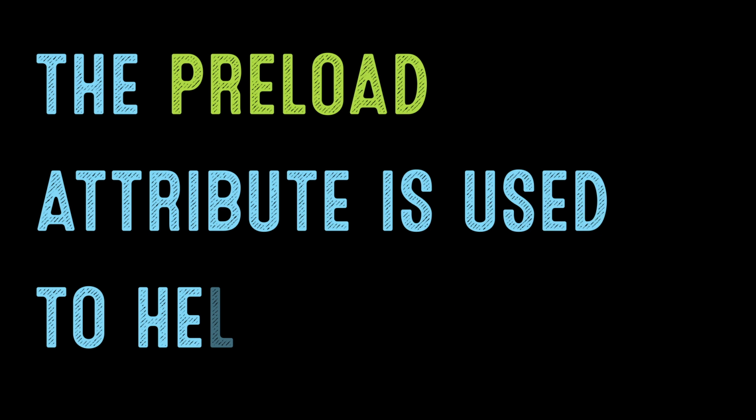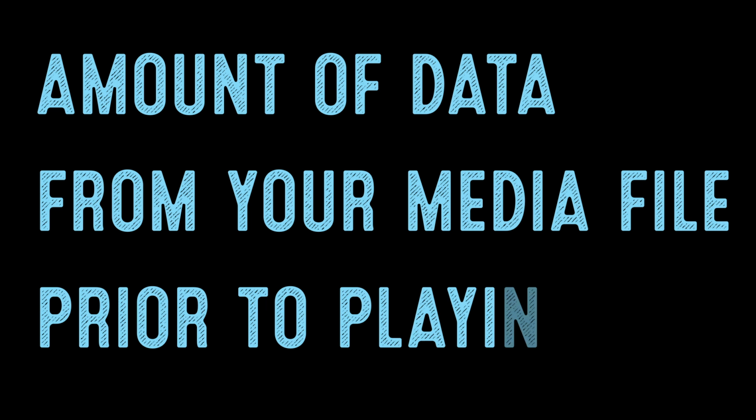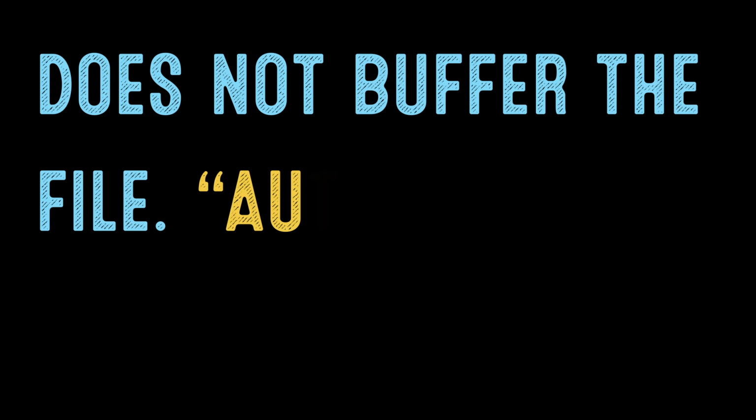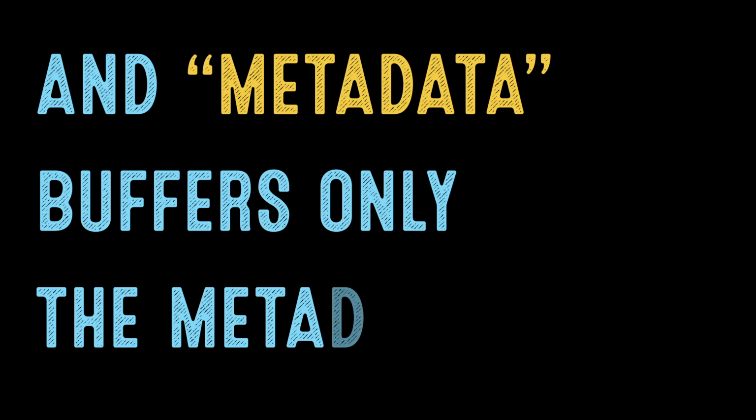The preload attribute is used to help buffer large files. This means that it begins to download a certain amount of data from your media file prior to playing the media so that the media plays smoothly. You can select 3 values: none, auto, and metadata. None does not buffer the file. Auto buffers the media file, and metadata buffers only the metadata.